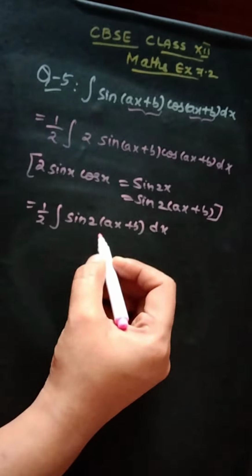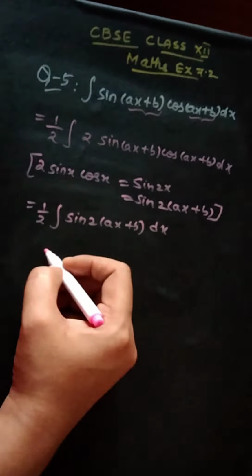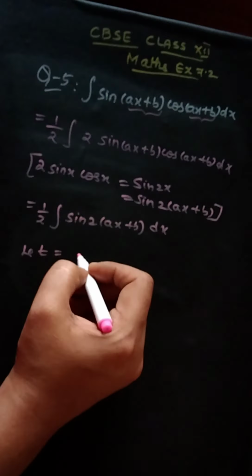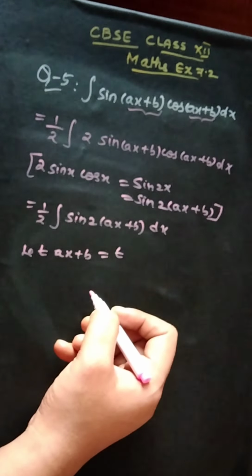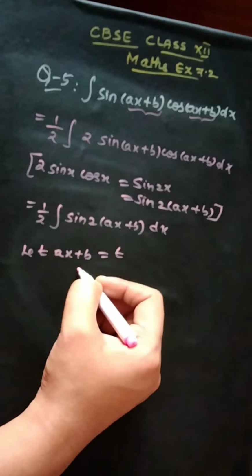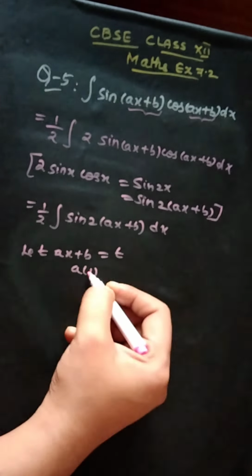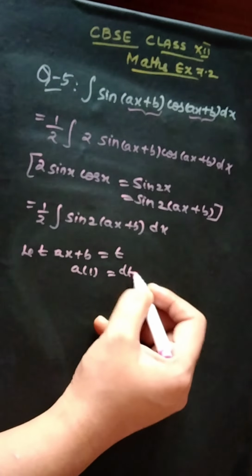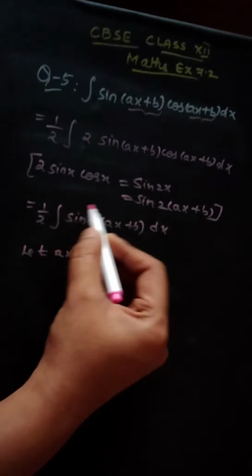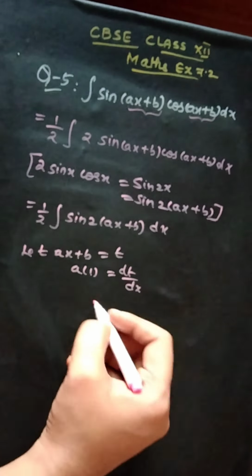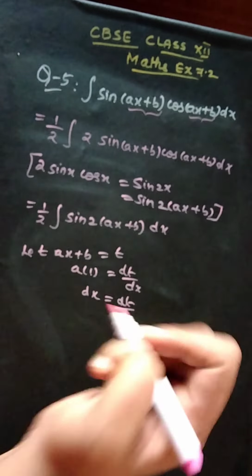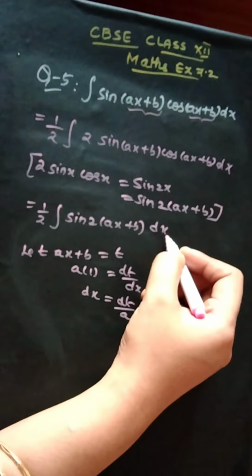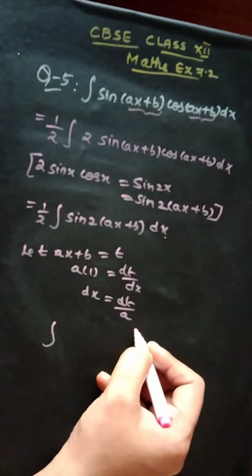Now we try to use this argument as t. We are assuming ax plus b as t. When we differentiate both sides with respect to x, a and b are constants. So when we differentiate x, we get 1, and dt by dx. We don't have a part in this integration. Take this a to the right side. So dx will be dt by a. So wherever we have dx, we replace it as dt by a.